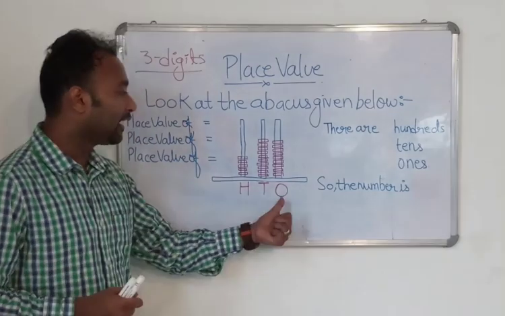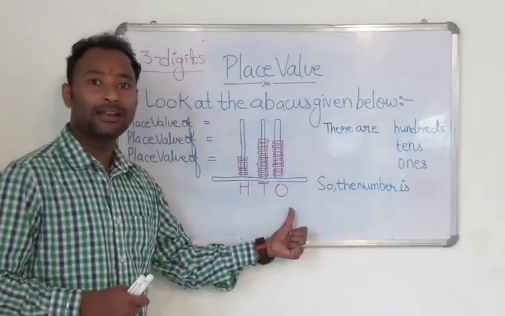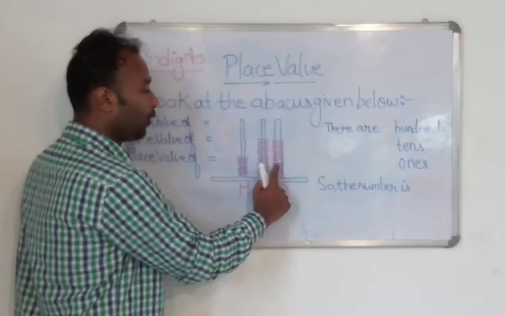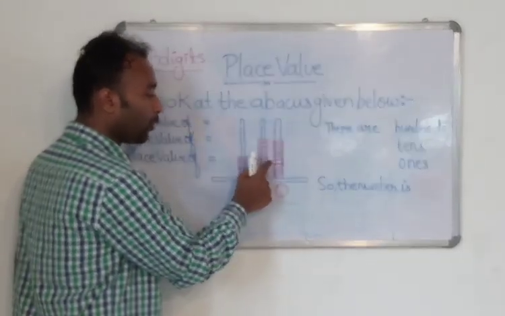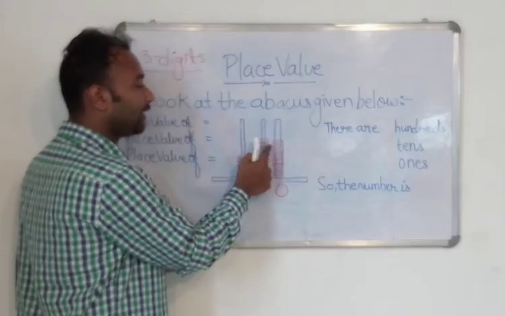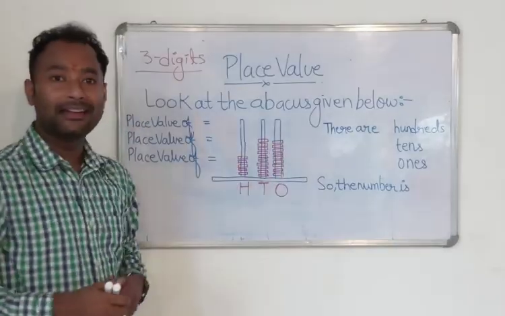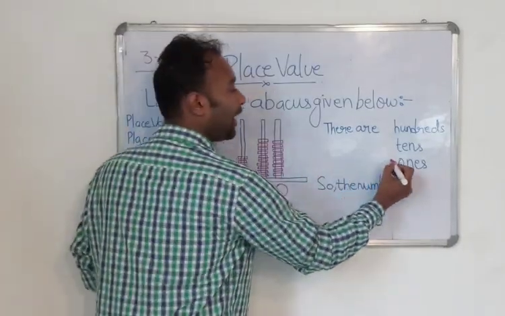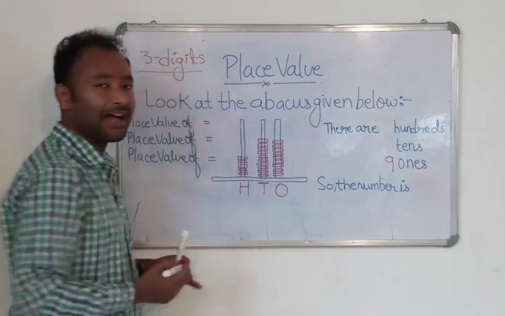Now start counting in the ones position. How many ones are there? This is 1, 2, 3, 4, 5, 6, 7, 8 and 9. So in ones position, how many ones are there? There are 9 ones.